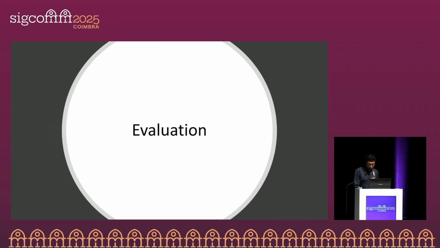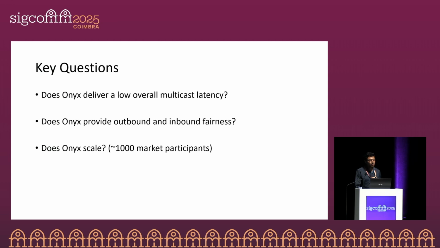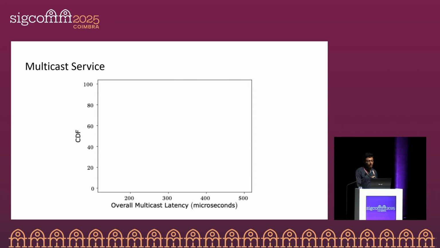Okay, so moving on to how well does this really work. The key questions we want to ask are, does Onyx deliver a low overall multicast latency? Does it provide inbound and outbound fairness? And does it really scale? Okay, and in terms of looking at multicast latency.